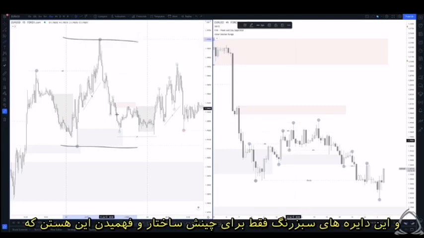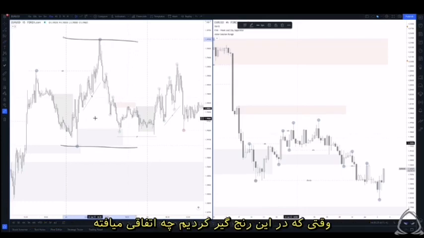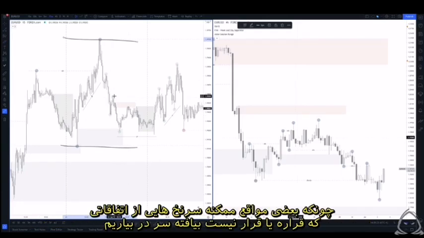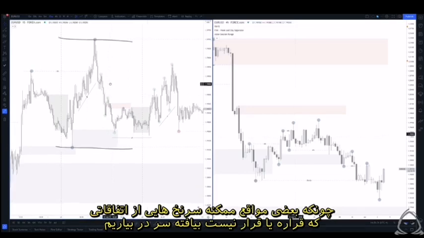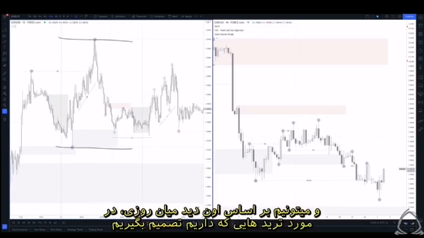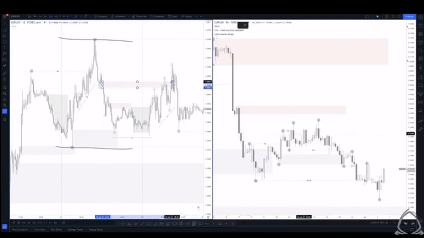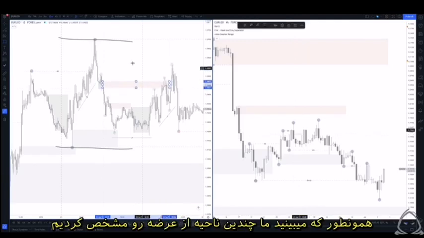And what I have here with these green circles is substructure, just mapping out and understanding what's happening while we're stuck within that range, because often we can start to get a good indication of what may or may not be happening, and we can start to make trading decisions based on that from an intraday perspective. And as you can see, we have a few different zones mapped out.